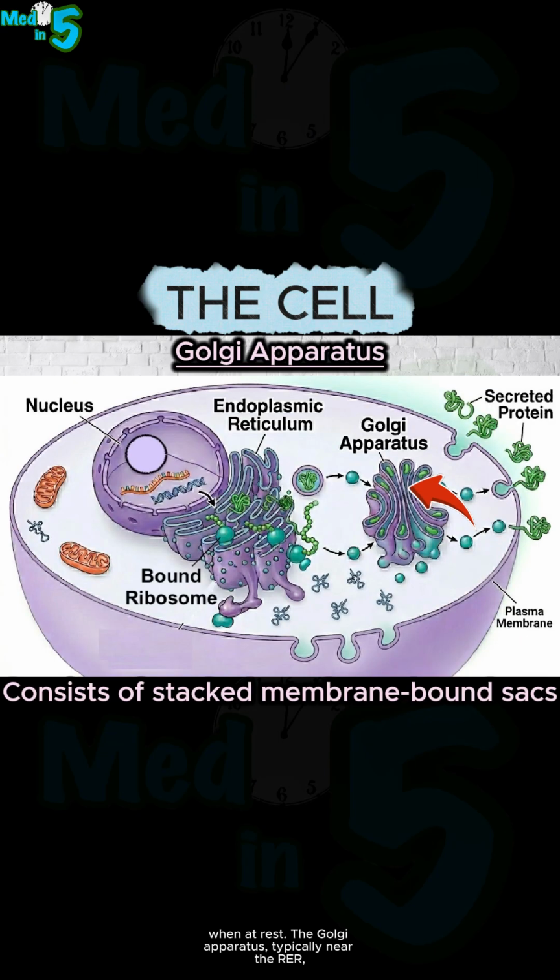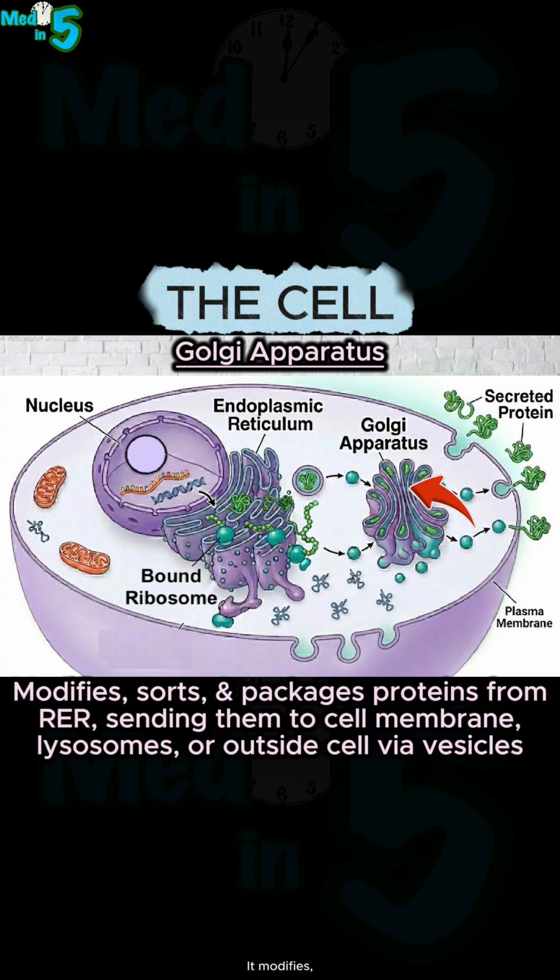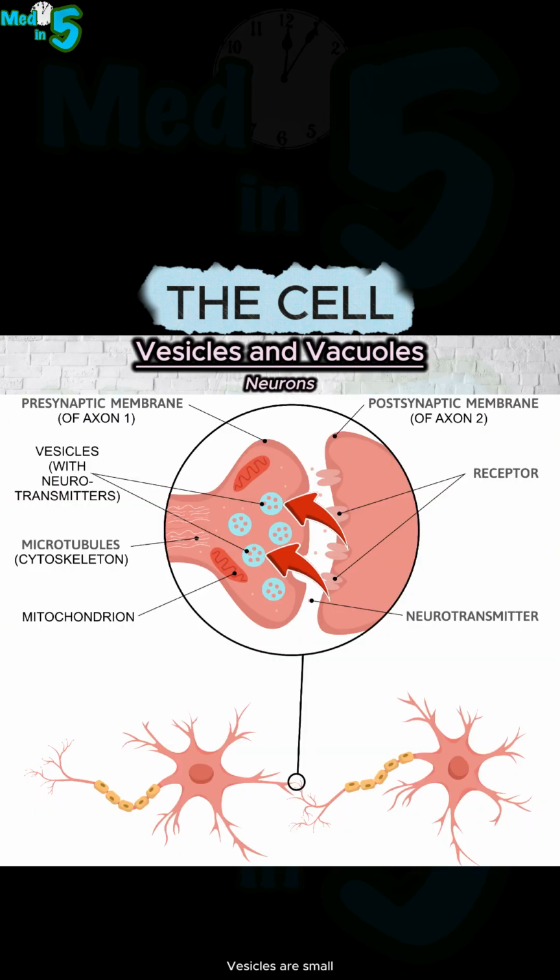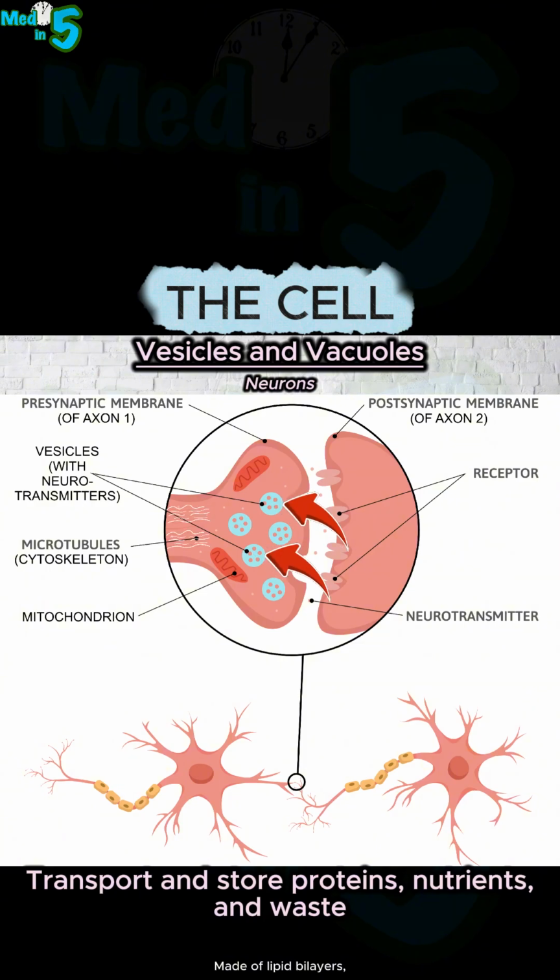The Golgi apparatus, typically near the RER, consists of stacked membrane-bound sacs. It modifies, sorts, and packages proteins received from the RER, sending them to the cell membrane, lysosomes, or outside the cell via vesicles. Vesicles are small membrane-bound sacs in the cytoplasm. Made of lipid bilayers, they transport and store proteins, nutrients, and waste, moving along the cytoskeleton via motor proteins.